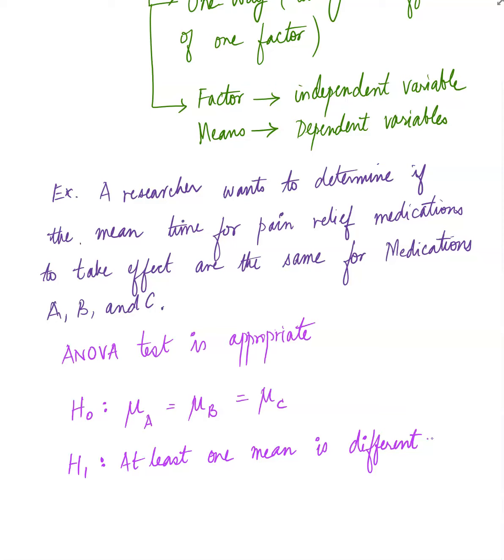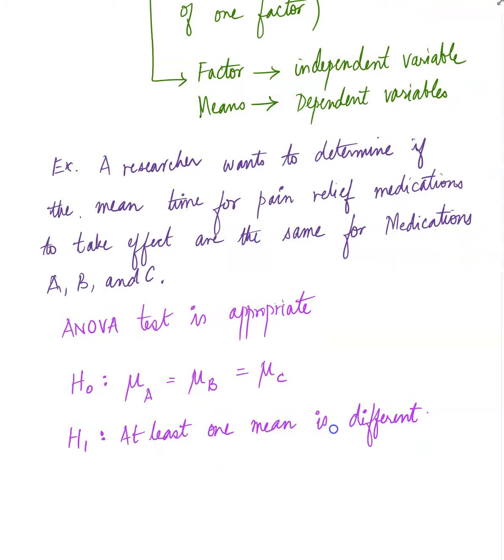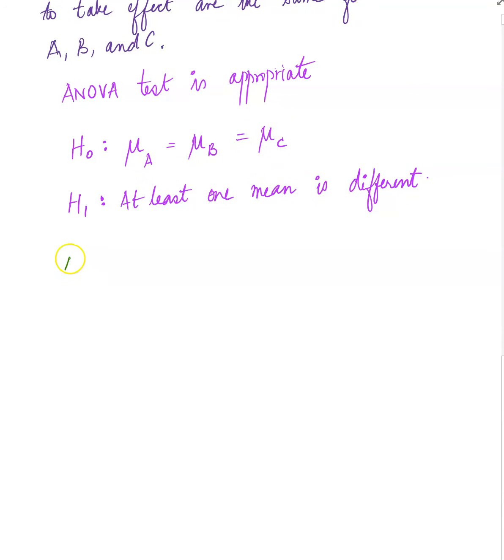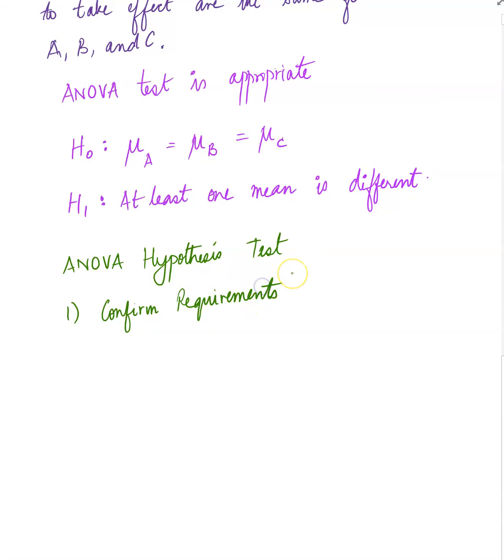Now, in order to conduct an ANOVA test, there are 6 steps. It is very similar to the other testing of hypothesis, those 8 steps, but we have 6 steps here. Okay. So step 1 is to confirm or check requirements, because if the requirements are not met, you cannot use this test. Step 2, determine degrees of freedom.